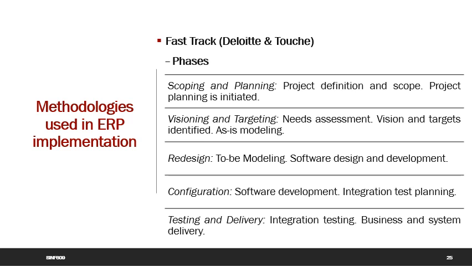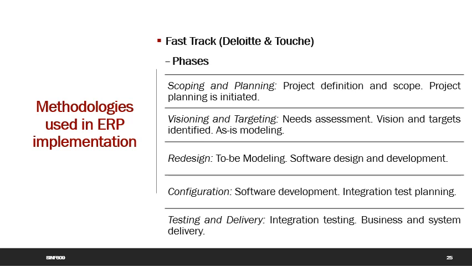The first stage is scoping and planning, including project definition and scope, and the project planning is initiated. The second is the visioning and targeting, including the focus areas of assessment, vision and targets, and defined as is modeling.